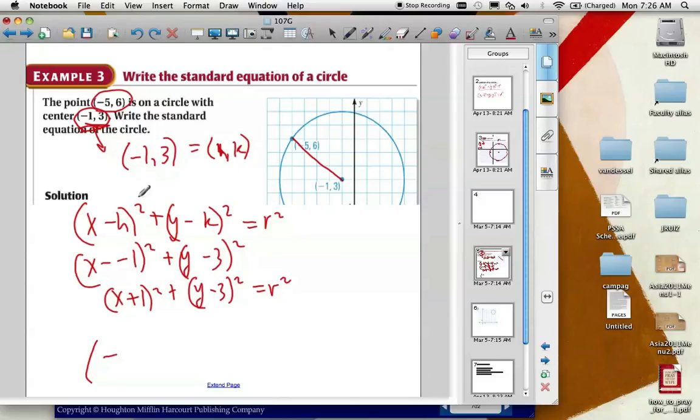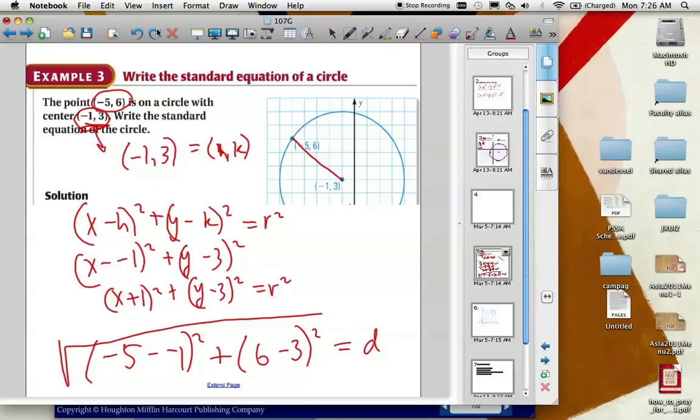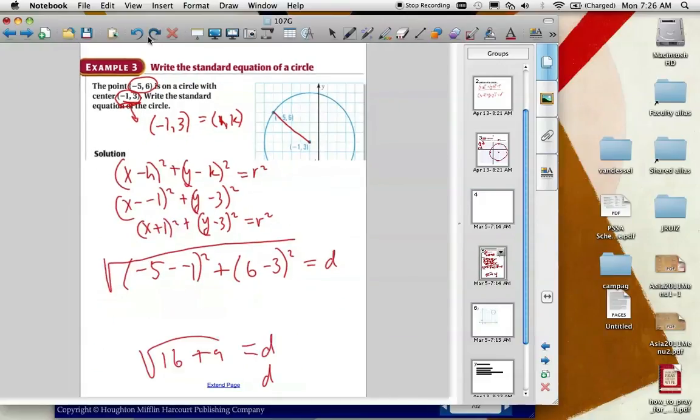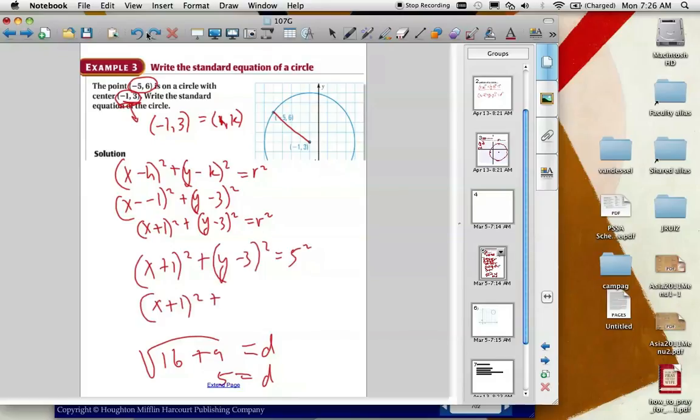We know what the center is, so we plug that in right away. I plugged it in. Then I find the radius. And to find the radius, I need the distance formula. So I use the distance formula, and all I'm doing is x2 minus x1. I use this as my x2, this is my x1. Plugged it in, went from there, solved for d, which was my radius. I plug the radius back in, write the equation, and say I'm really smart.